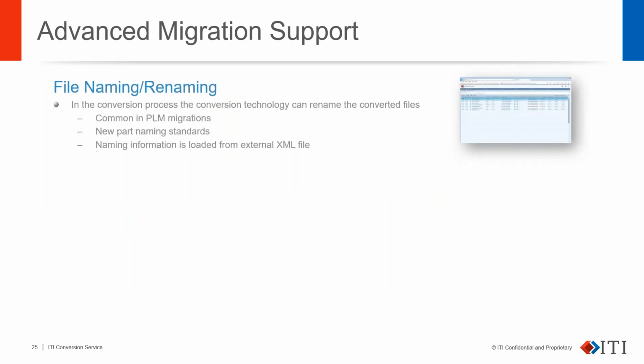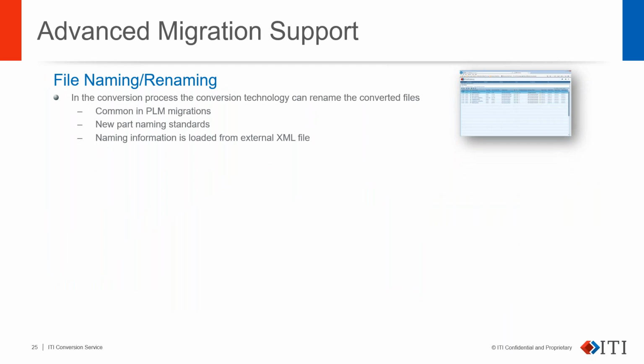Okay, so as well as the pure conversion, we have built a few special functionalities into the software. Areas which often need support would be file naming or renaming. In the conversion process, the new PLM software or pathway you're using later might have different part naming standards, and in order to seamlessly slot those models into the new PLM system, you might need some automated renaming, and we can do that for you.